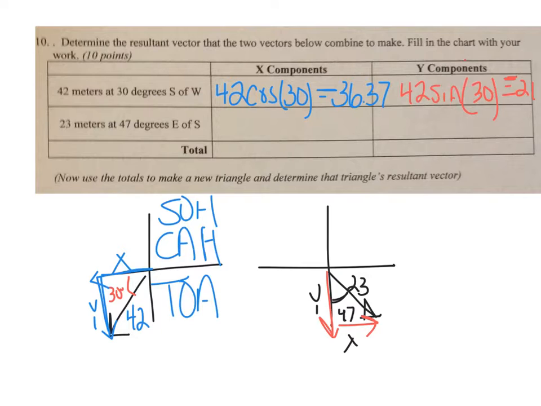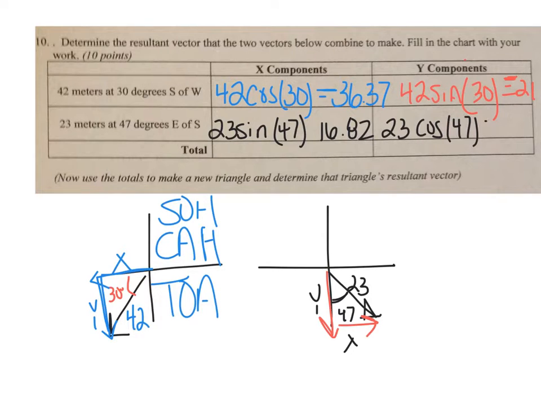All right. So your x is opposite of your angle this time, so you're going to use sine to find your x, so it's going to be 23 sine 47, which is going to give you 16.82 in the calculator. And then for your y, since it's touching your angle or adjacent to it, you're going to use cosine, so 23 cosine 47, right? And that will give you 15.69 in the calculator.